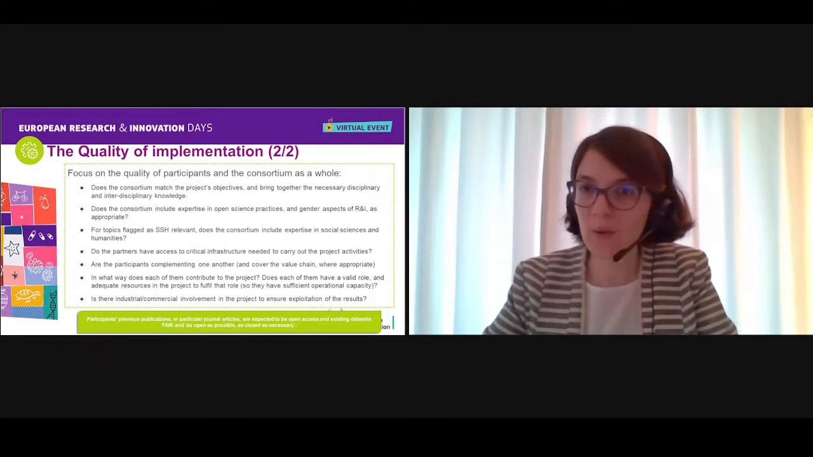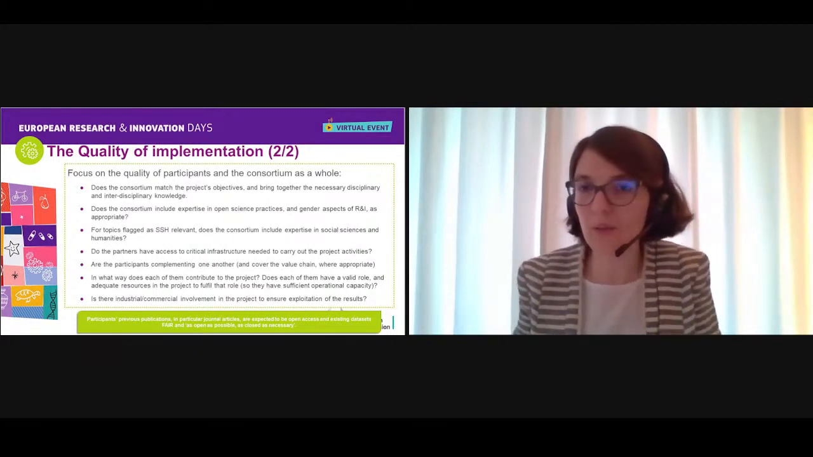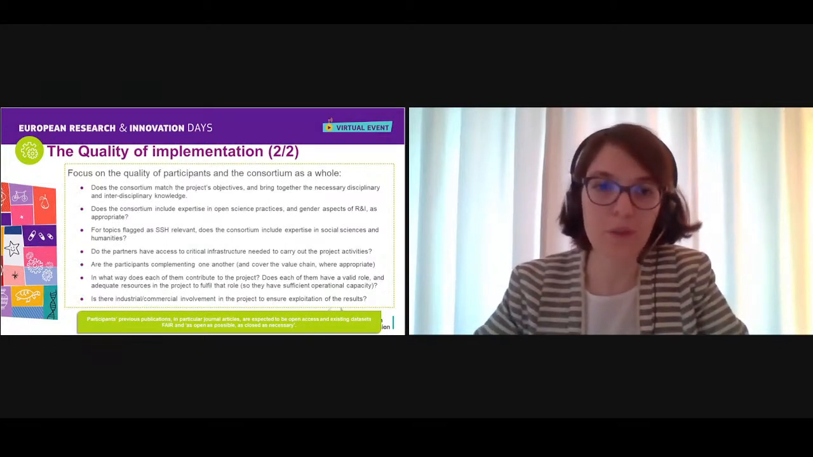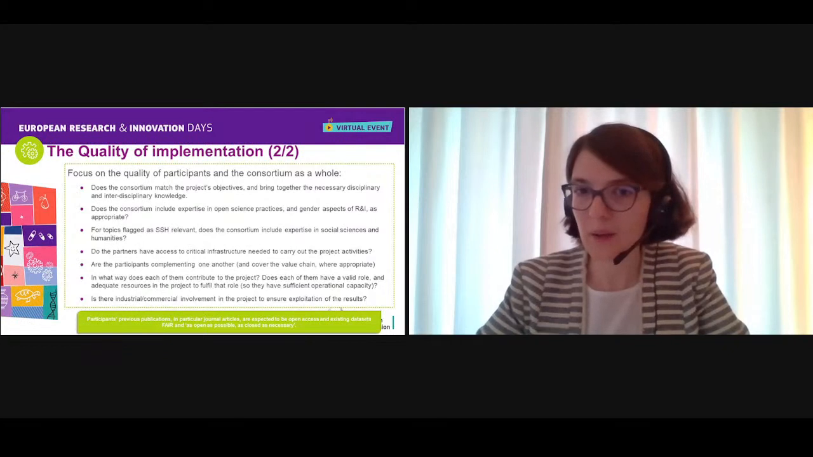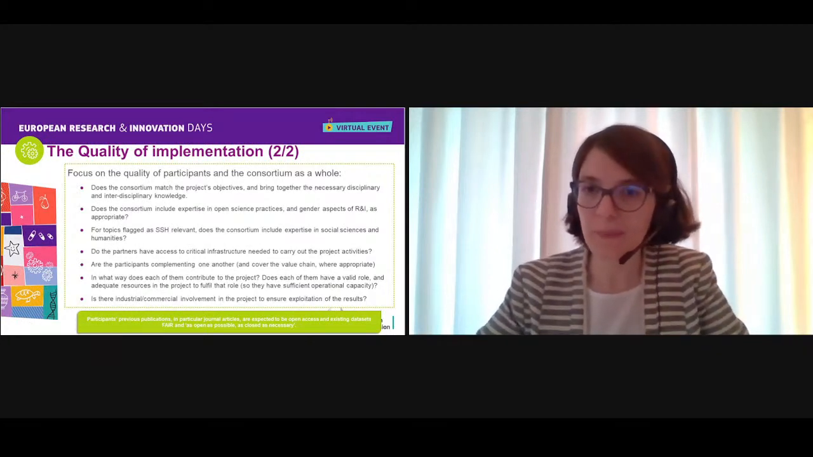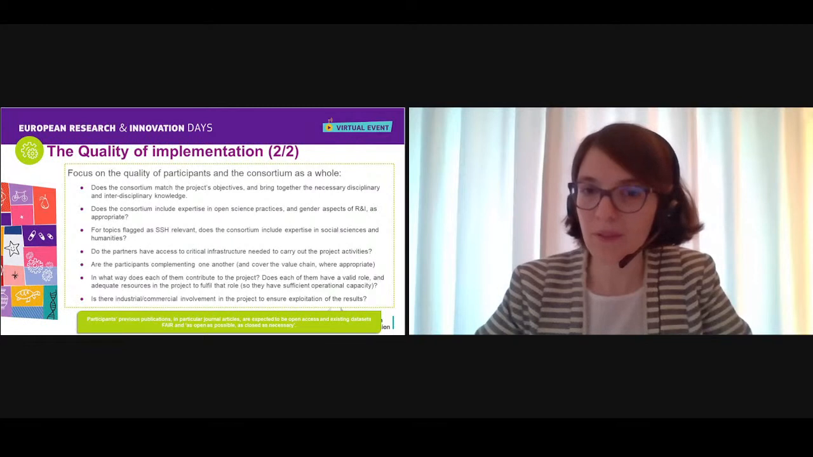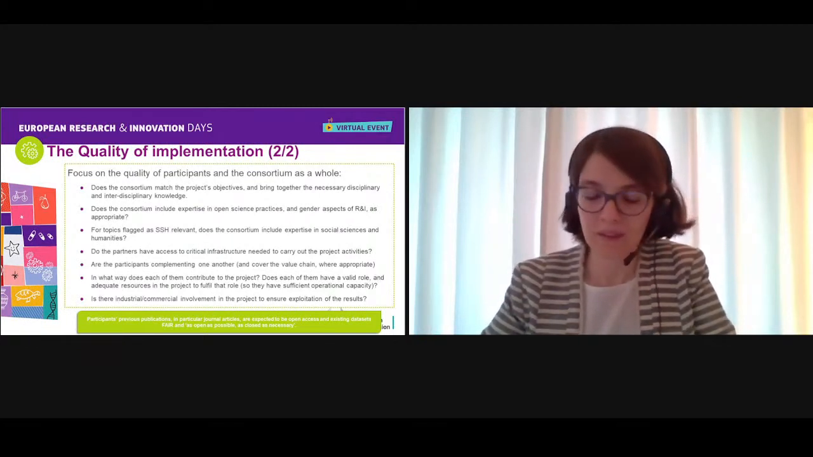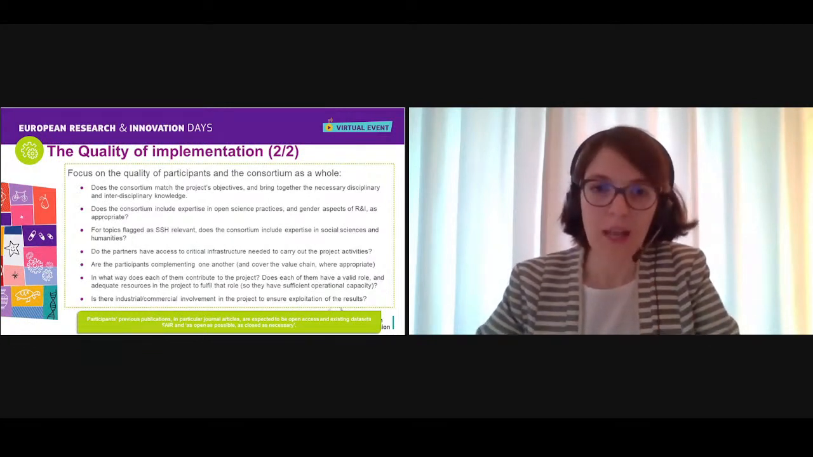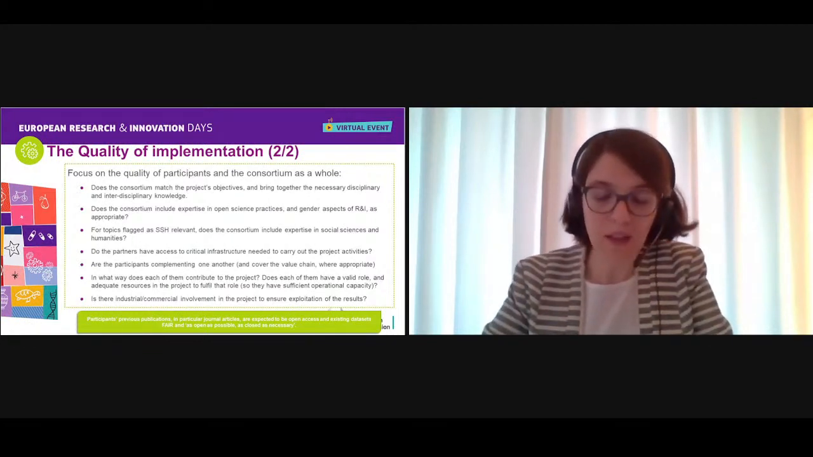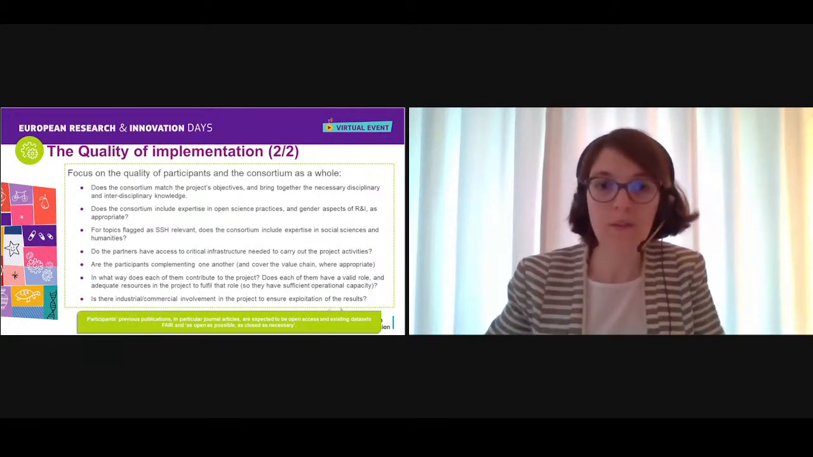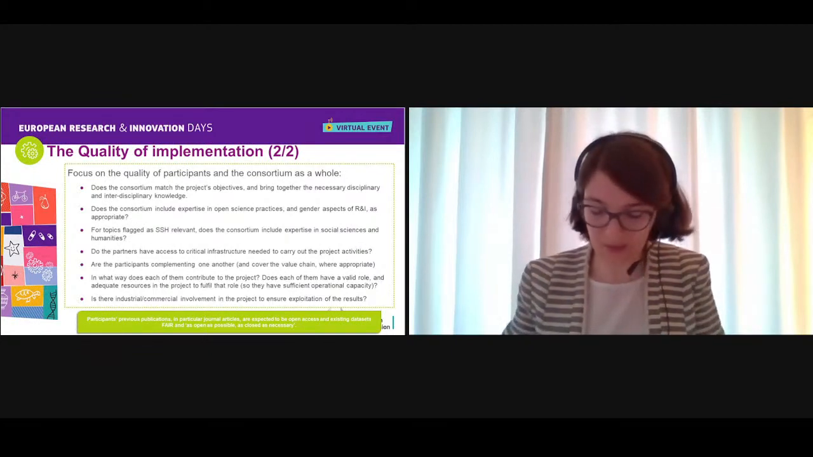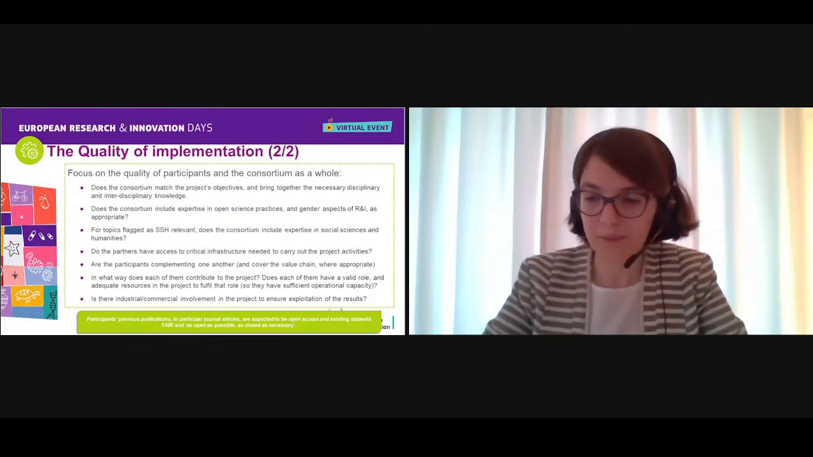You will have to explain how the partners are complementing each other and why those specific participants have been chosen to be part of the consortium. And you really need to explain what the contribution of each of them will be. Does each of your participants have a valid role, adequate resources to carry out this activity? This is something that the expert will look at. And if you have an industrial or commercial involvement in your project, you will have to explain how this will be carried out.